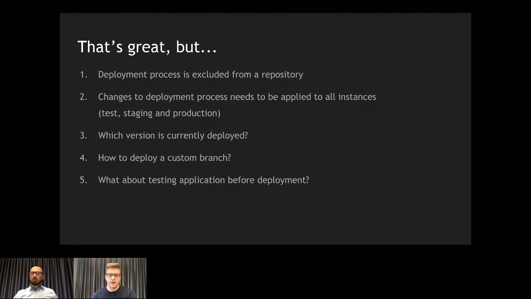And how to deploy a custom branch? We need to modify our script, and we need to be prepared to do that. And what about running tests before deployment? It also adds a step to that entire process and the automation script we made.